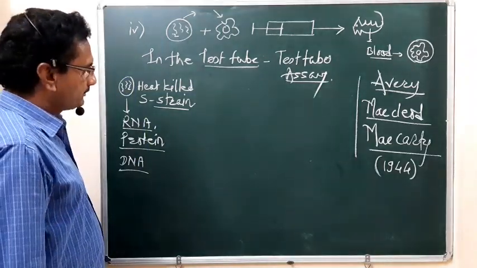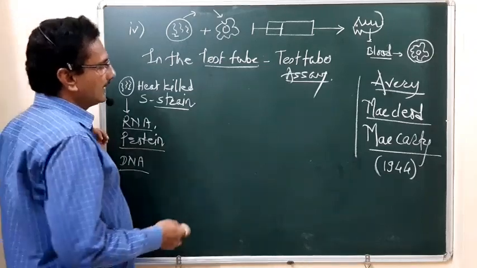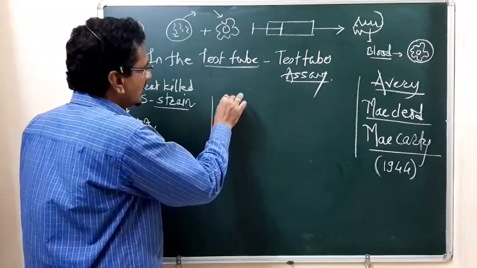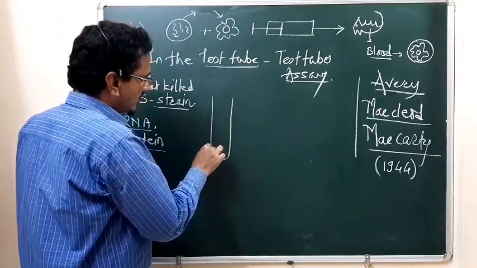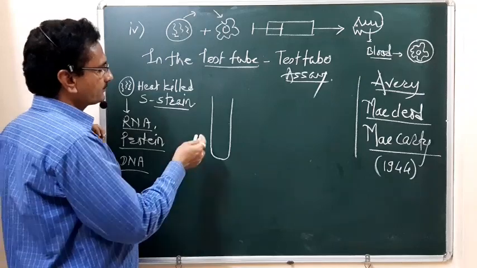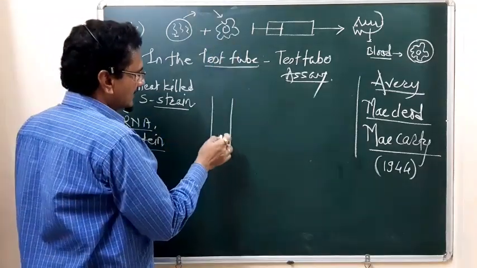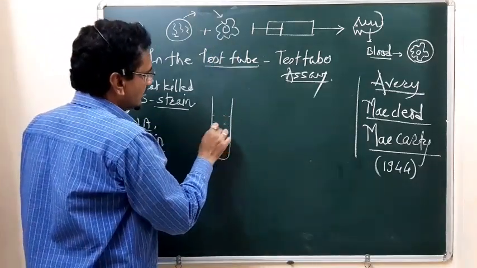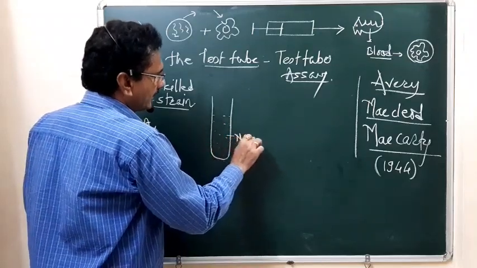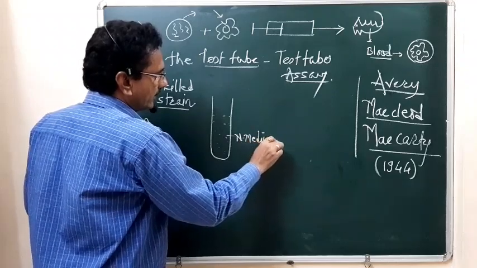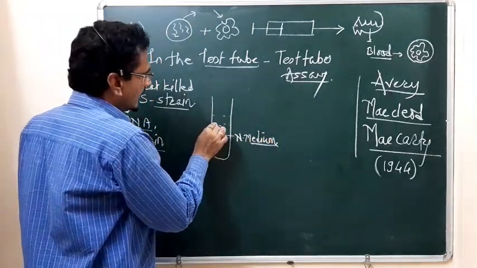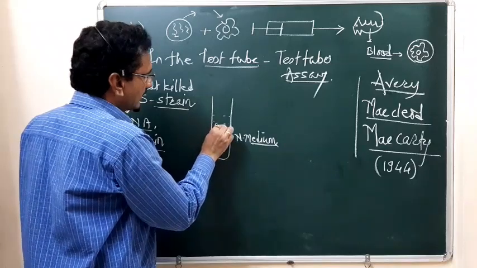So for that, he took a test tube. Suppose this is the first test tube, and he prepared the nutrient medium which is suitable for this rough strain. So this is the nutrient medium, and inside this nutrient medium, what did they put there? They put the rough strain.